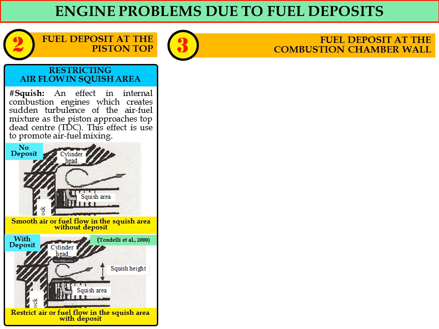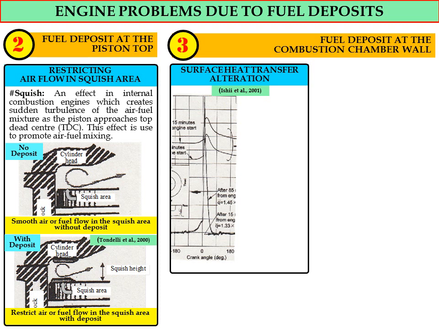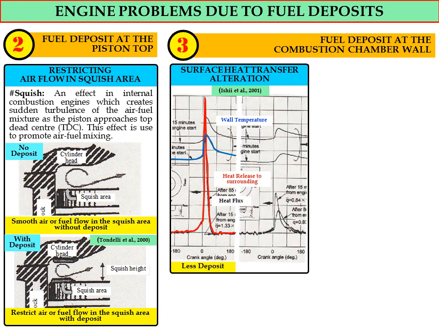Okay, the third problem involves fuel deposit at the combustion chamber wall, where surface heat transfer alteration will occur, as mentioned by Ishii et al. 2001, in terms of wall temperature and also heat release to surroundings. For the less deposit condition, wall temperature and heat release to surroundings are higher compared to the condition where the engine has more deposit, as shown in the figures.